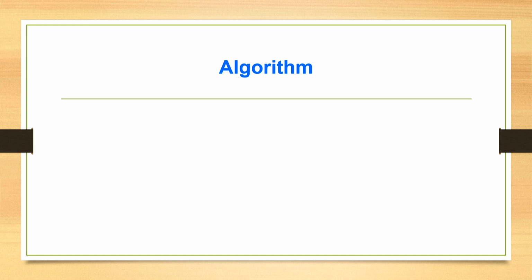Algorithm is nothing but a finite sequence of steps that are required to solve a given problem. Means here you have to define the steps, each of them should be clear enough. There should not be any ambiguity in that.